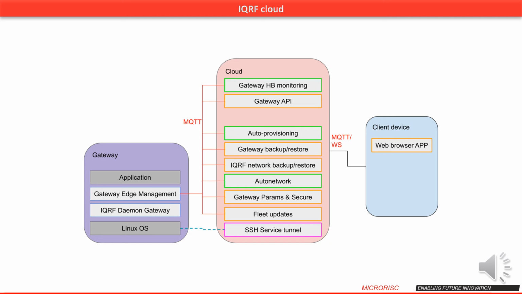The cloud provides basic functions such as auto-provisioning, secure automatic connection, and then heartbeat monitoring of the running of the gateway, displaying its status, including the status of the charging system, battery capacity, etc. The Iqrf cloud also supports backup of the Iqrf gateway as well as the backup of Iqrf network, including parameter configuration. It also includes some of the most basic Iqrf network management features, such as auto network or discovery.